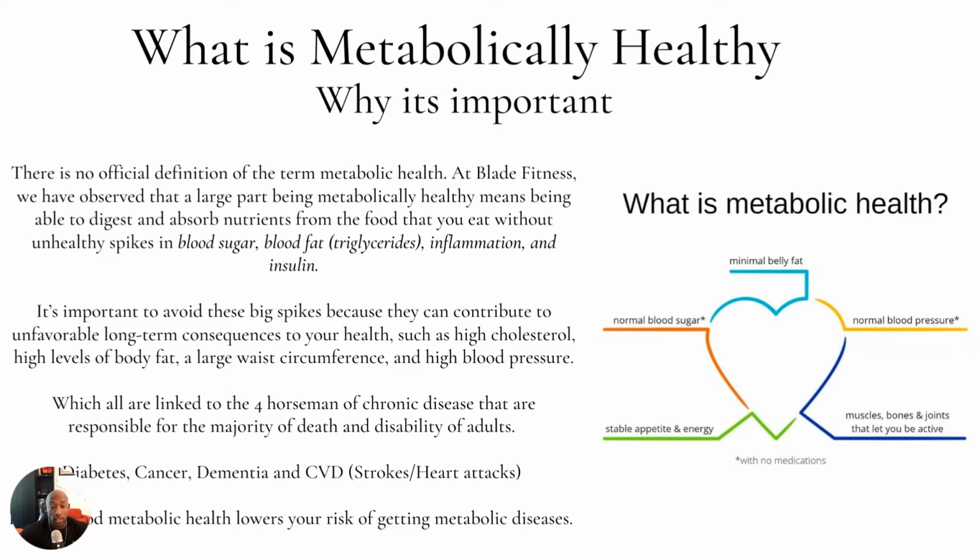And, it's important to avoid these big spikes because they will and can contribute to long-term consequences to your health, such as leading to high cholesterol, high levels of body fat, a large waist circumference, and elevated blood pressure. And all of these things are linked to what we call the 4 horsemen of chronic disease that are responsible for the majority of death and disability in adults. That is diabetes, cancer, dementia, and cardiovascular disease, aka strokes and heart attacks. So having a good metabolic health lowers your risk of getting all of these diseases.